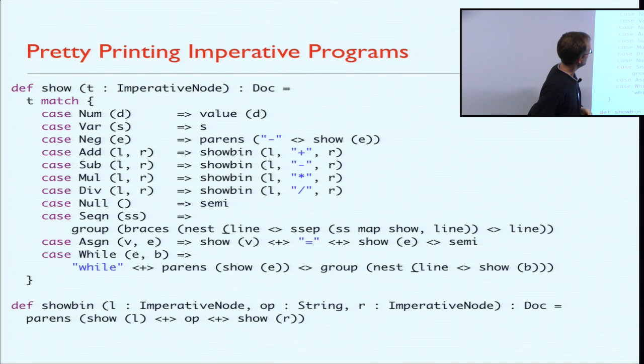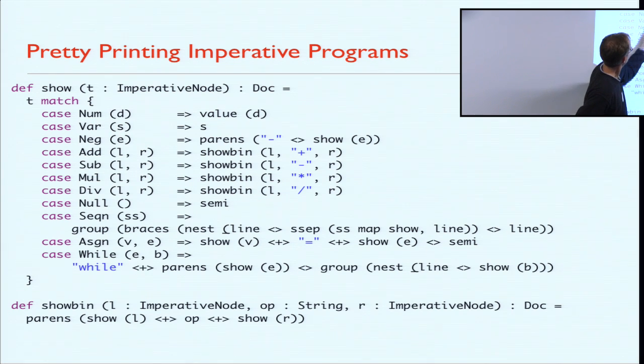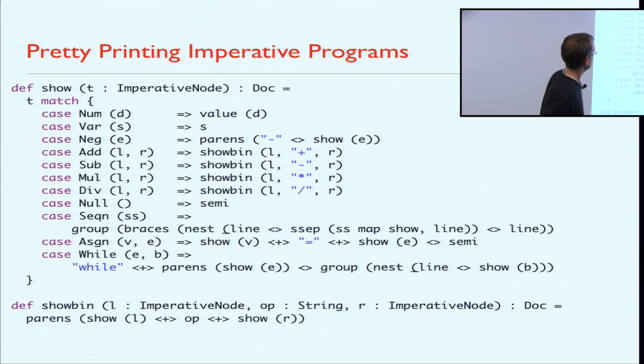Okay, so you can see, if it's a number, we just use the value thing to toString it. If it's a variable, this is a string already. So we just return the string, which implicitly gets converted into a document. So this is where we're really saying text bracket s there, but we don't have to say the text part because that's implicit. Negation, so there's a minus with the actual thing. Again, this is implicitly converted to a document, and we put some parens. This version is not being clever about the parentheses, so it's just putting them everywhere.